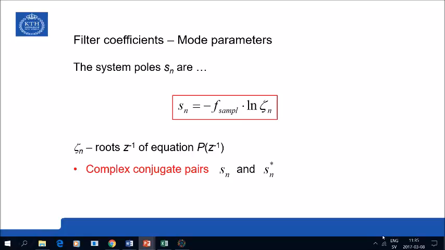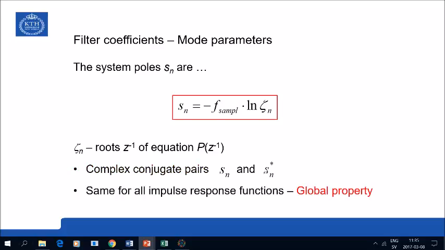And it can be found that when we do this, all poles appear in complex conjugate pairs. So if we find one pole, then we will find its complex conjugate as a pole as well. We can also find that if we select an impulse response function measured in another observation point, then we will get exactly the same set of poles. So that means that the poles are a global property.